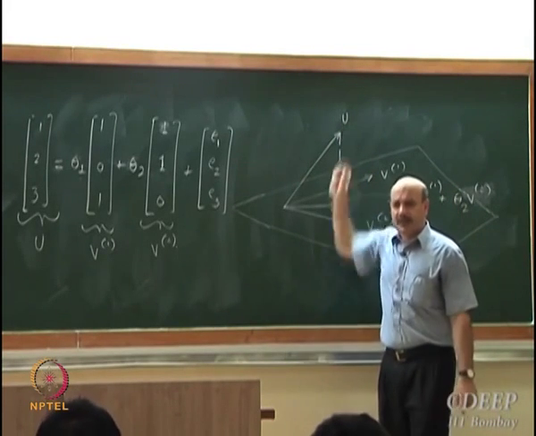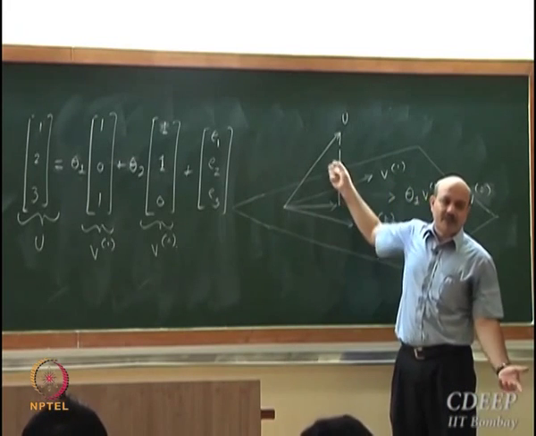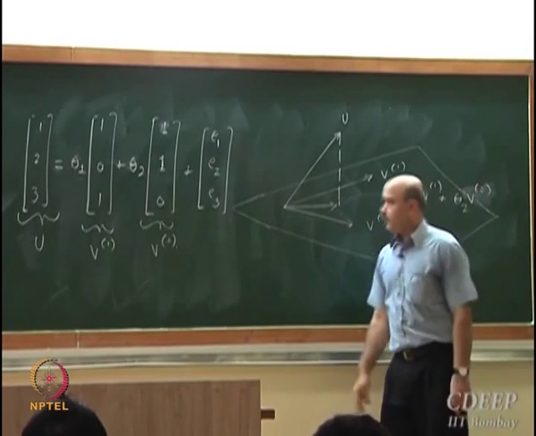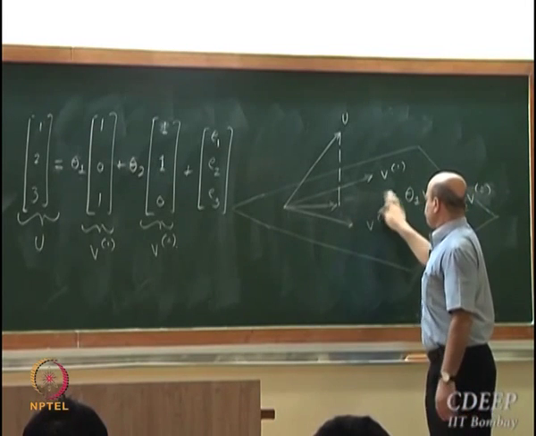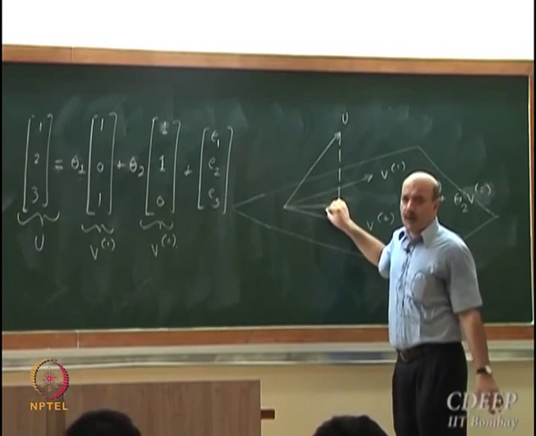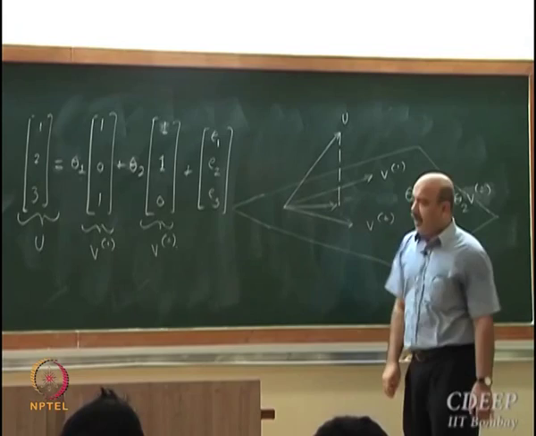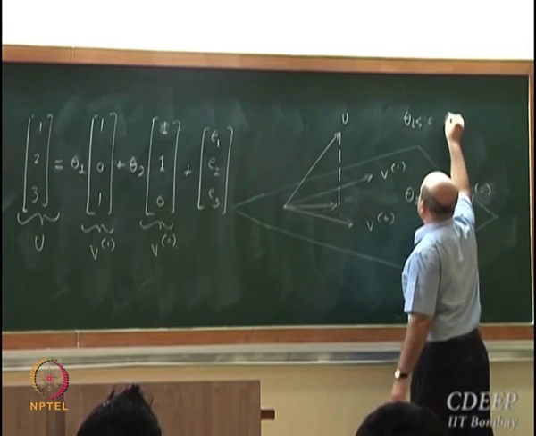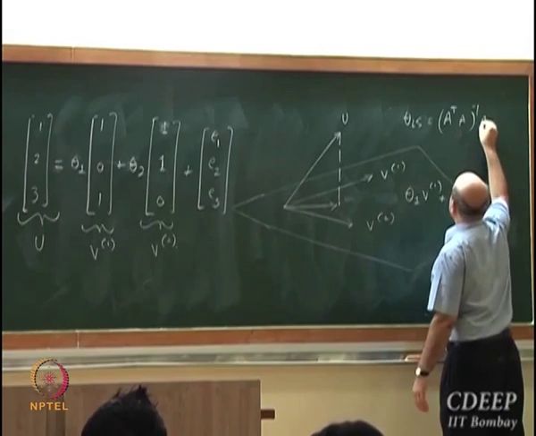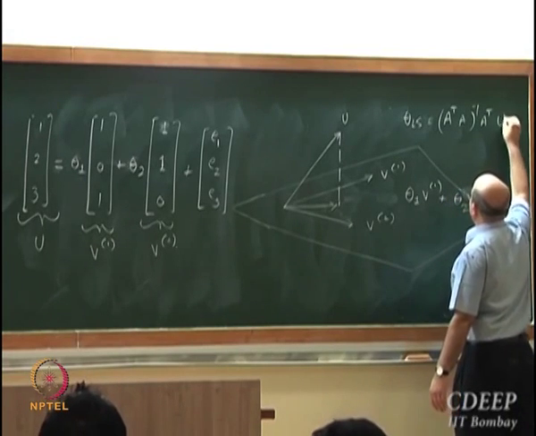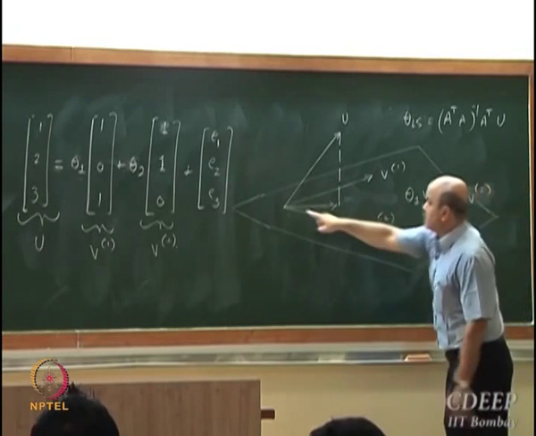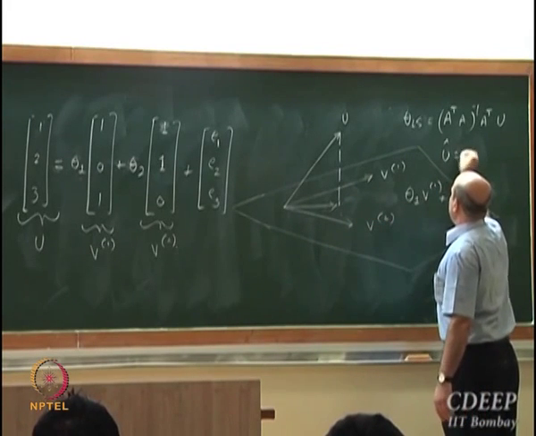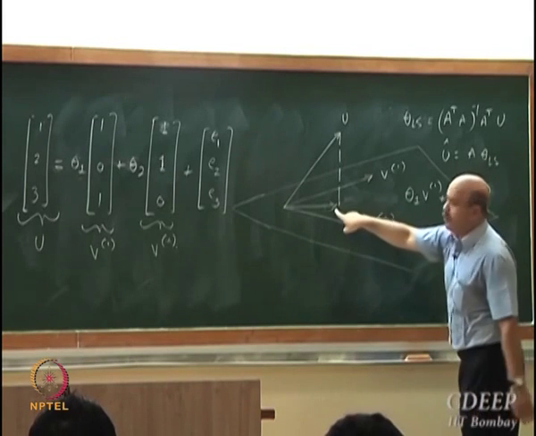I want to find the best approximation of this vector in this plane in the least square sense. From school geometry, I know just drop a perpendicular. This is the point which is closest to this plane. So what should be the theta that gives you this? Theta least square should be A transpose A inverse A transpose U. This will give you the theta, and this approximation, let's call this U cap, will be A times theta ls.